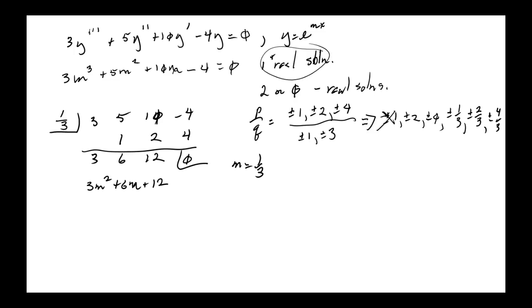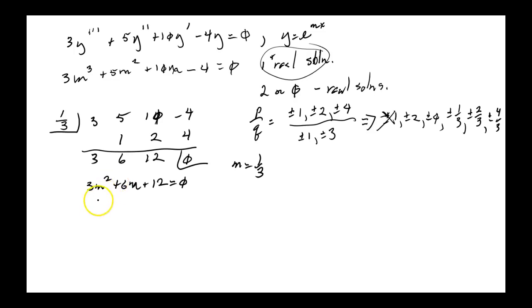But guess what? Once you get to a quadratic, don't mess with it anymore. You could do the quadratic formula from this point. So set this equal to 0. Let's do it a little easier. Factor out a 3, and that gives you m squared plus 2m plus 4. I don't think 6 is going to work.